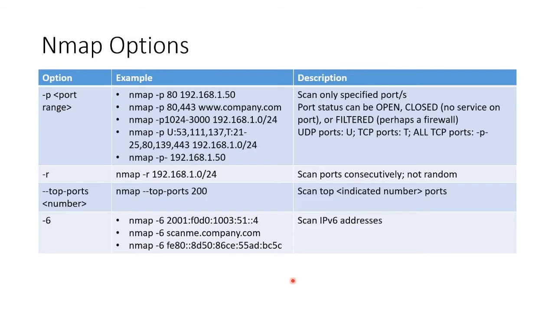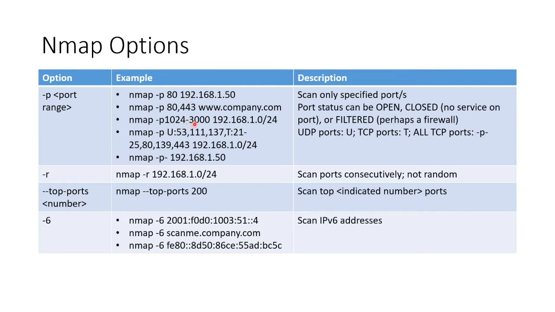You can specify a port range. You can say nmap -p, small p, and then a range. So for example, it could be 1, it could be several separated by commas, it could be a range with a dash. So if we say nmap -p 80 and then some IP address, do a port scan only against port 80 on this IP address. If we say 80,443 against some name which turns into an IP address, then try it against both 80 and 443.